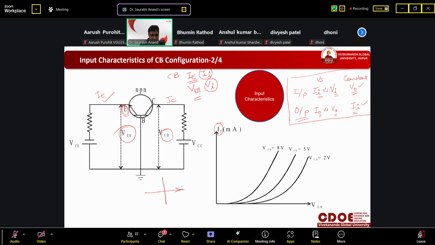So this is the x-axis, this is the y-axis. On the x-axis we consider voltage, on the y-axis we consider current. This is fixed. So voltage will be VEB, you can see here. Current will be IE, you can see here. Clear? This is milliampere.